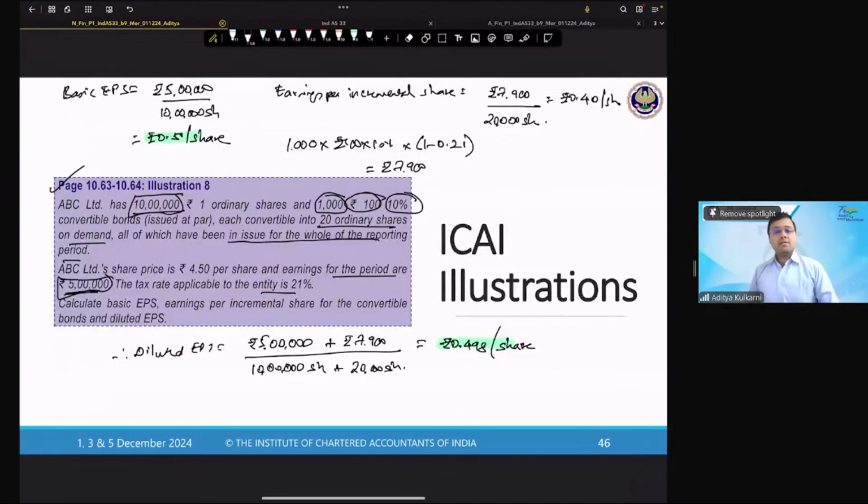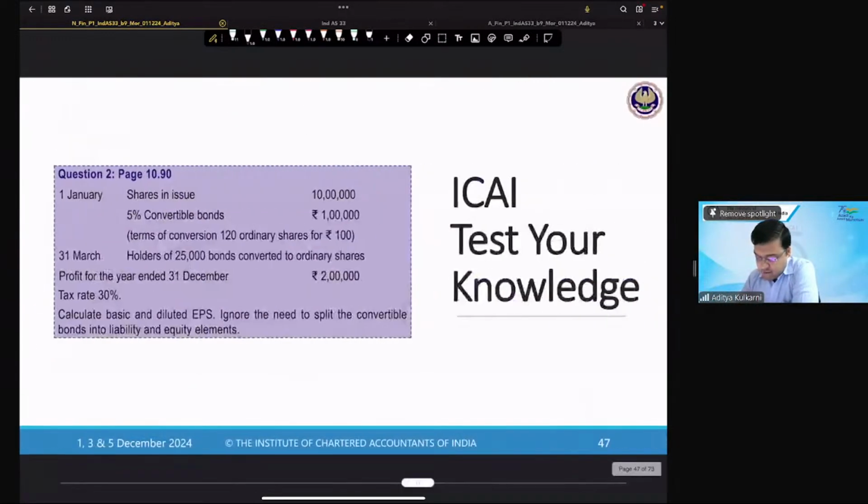Sir, why is this line mentioned here? Share price is 4.5 per share. ABC Limited's share price is 4.5 per share is just information that is given to you. You don't have to do anything with it. Okay? Please don't do anything for that. It's just mentioned as it is. Okay sir. All right. Next.